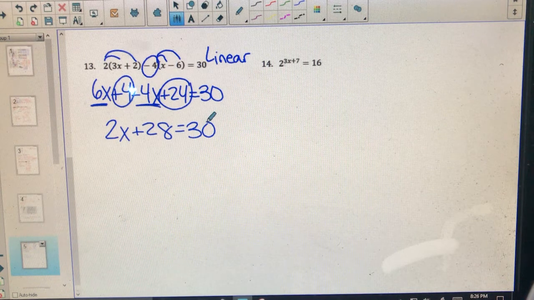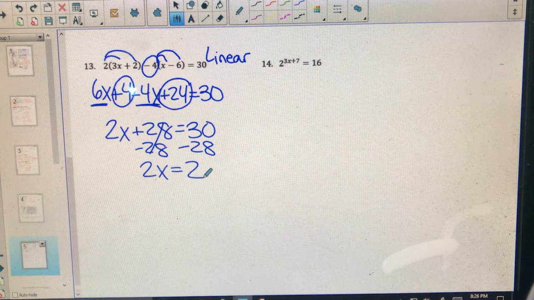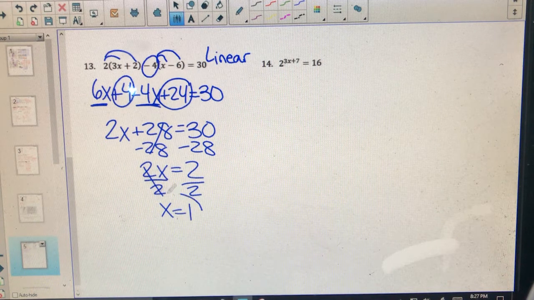And boom, I'm in my home base form. So now I'm just trying to get x by itself. You always get rid of what's being added or subtracted first. So I'm going to subtract 28 from both sides, and I get 2x equals 2. How nice is that? To get rid of that last 2, I divide both sides by 2 so that these cancel, and I get x equals 1. 2 divided by 2 is 1. Now remember, every single one of these can be checked by taking the x value and plugging it back into your original to make sure the left side equals the right side.